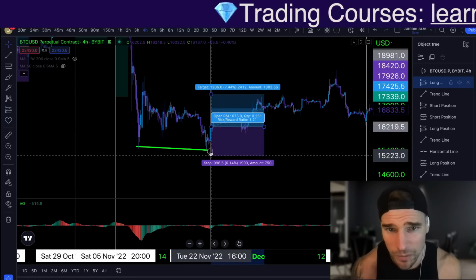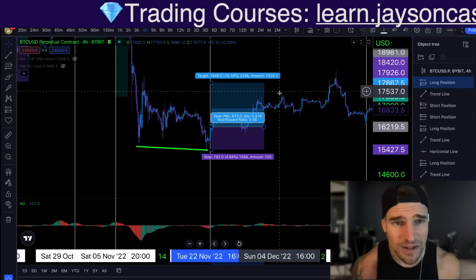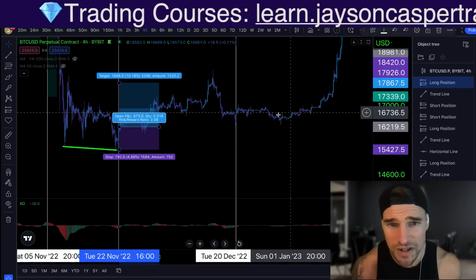We are going to put our stop loss below that wick. We are going to shoot for a 2-to-1 risk reward. And you can see that we hit that very, very nicely. We hit a TP1 right here, and then we just kind of let this thing ride.